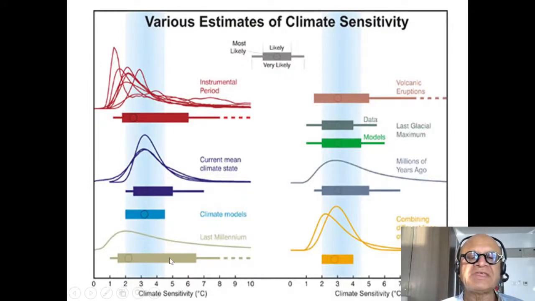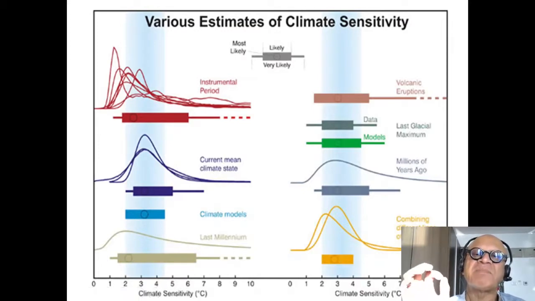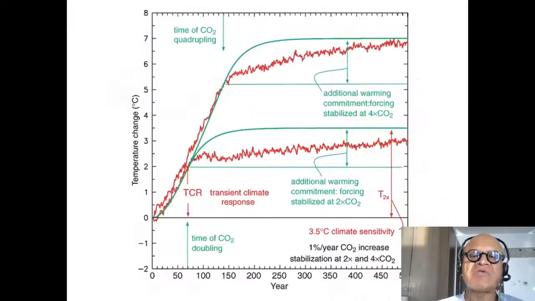Over the last millennium, the estimates are quite wide. What does this mean? Basically, things like volcanic eruptions, the sensitivity during the last glacial maximum from data and from models and so on tell you that climate sensitivity is not a constant parameter. It's not always the same. It depends on so many factors. So as we keep tinkering with the climate, this sensitivity will not remain constant.